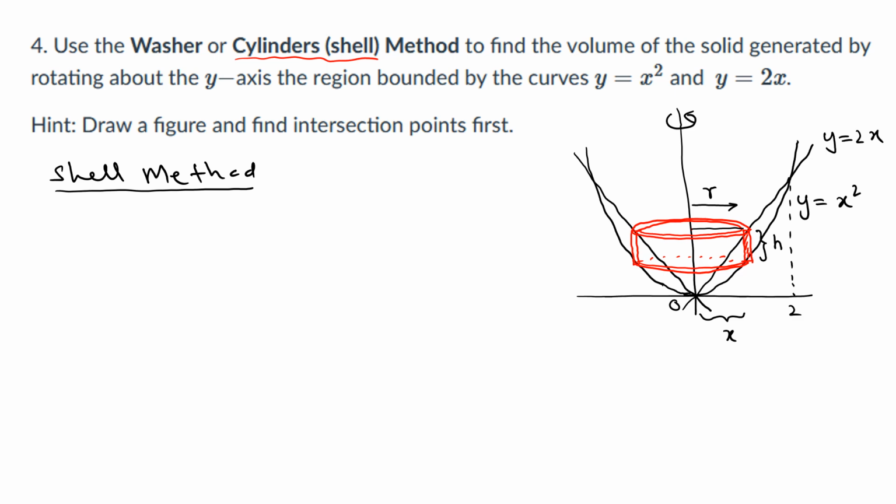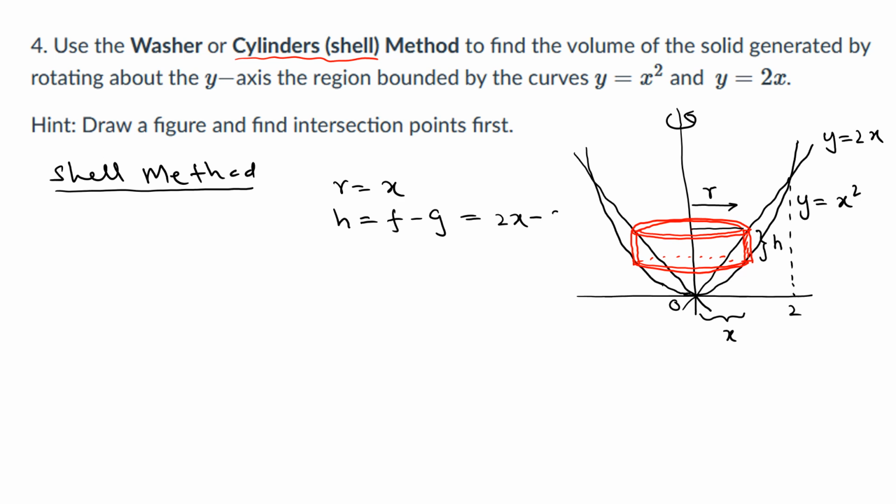Let's plug in the information that we have. The radius, as a function of x, is simply the x coordinate. The height is simply the difference between the two functions, which we normally write as f minus g. In this case, the top function is 2x.